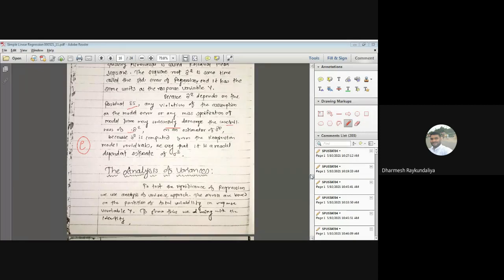Then we see the properties of the estimators: beta 1 cap is an unbiased estimator of beta 1, and it has the normal distribution with mean beta 1 and variance sigma square upon summation of xi minus x bar whole square. We also obtain the estimate of sigma square, which is the sum of squares of residuals divided by n minus 2 degrees of freedom.